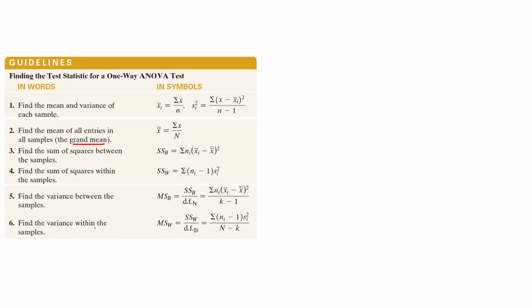6. Find a variance within the samples, which is MSW equals the sum of the squares within the samples divided by degrees of freedom of the denominator. Mathematically, it is the summation of ni's minus 1 times the variance divided by n minus k. And then find the test statistic, which is the division between MSB and MSW.